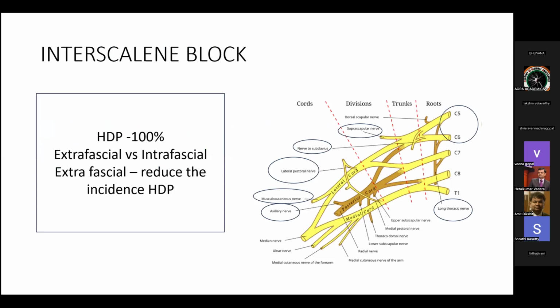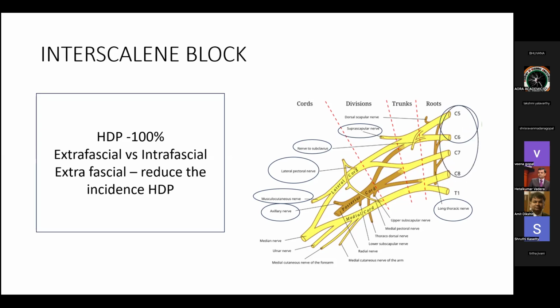For interscalene blocks, there is a meta-analysis that was conducted with 6 randomized controlled studies. In that, they found extrafascial interscalene block reduces the incidence of hemidiaphragmatic paralysis but does not eliminate the hemidiaphragmatic risk.